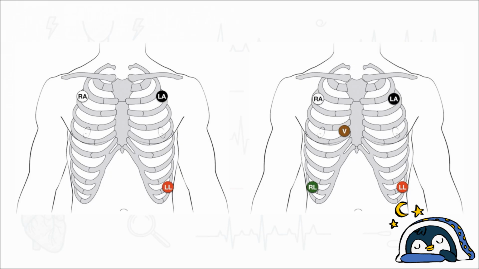Now, take a look at the 5-electrode system. It takes that same foundation and adds a right leg ground plus a central brown chest lead. This is a crucial addition because it gives us the standard bipolar leads plus a single unipolar view, all depending on where we place that brown chest lead.